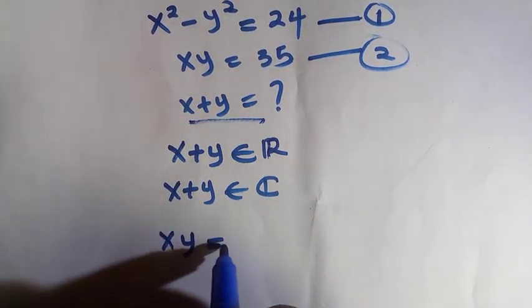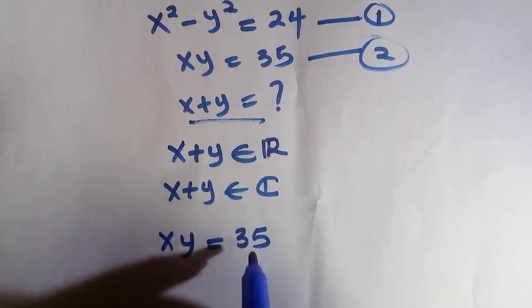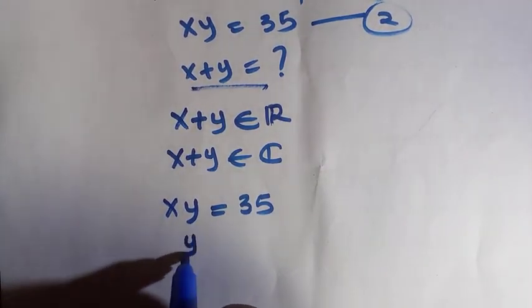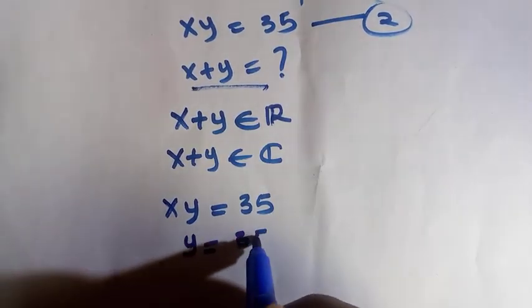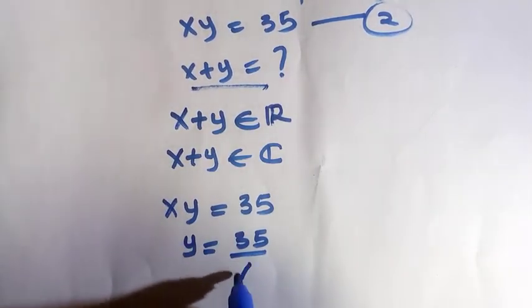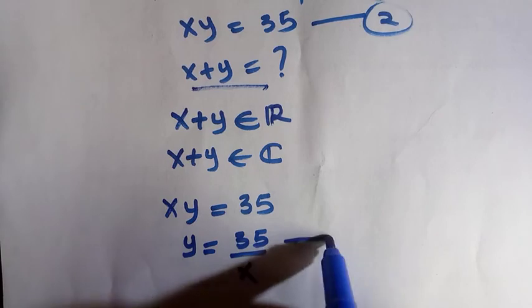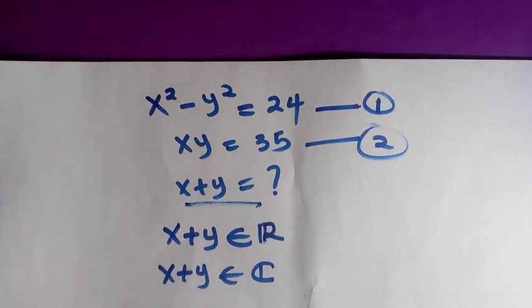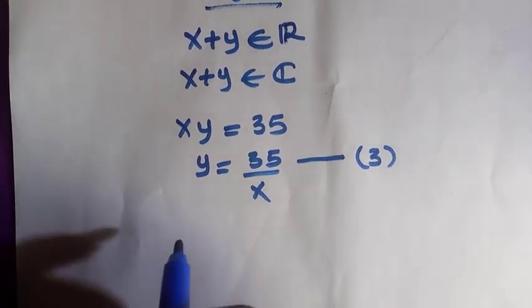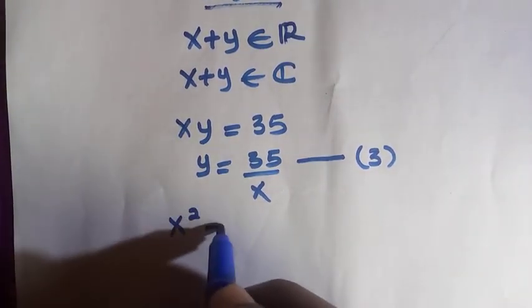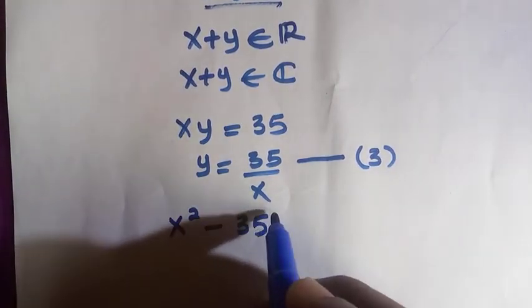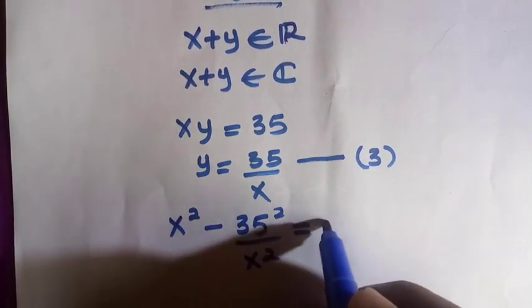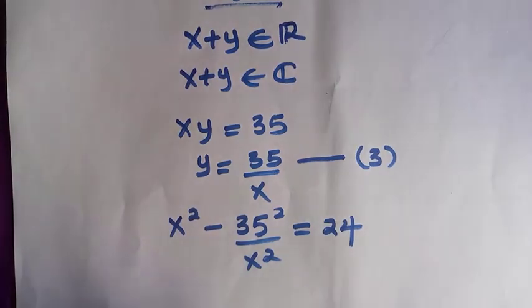Suppose we have xy equals 35. So I want to get x first. I will make y the subject of the formula. Then we have 35 divided by x. And if this is equation 3, let's substitute equation 3 into equation 1. Then we get x squared minus 35 squared divided by x squared equals 24.